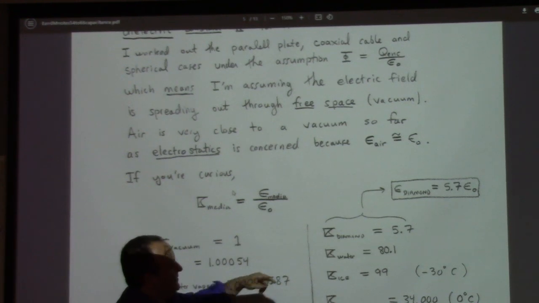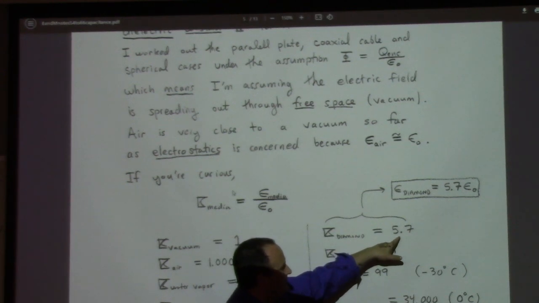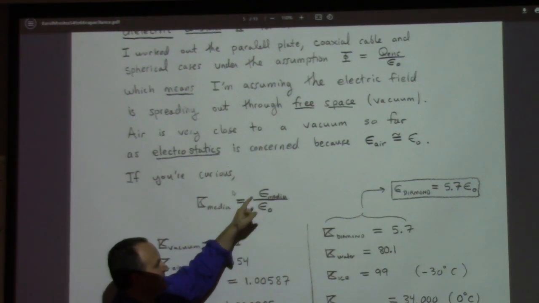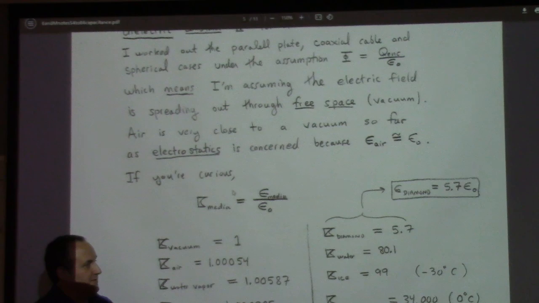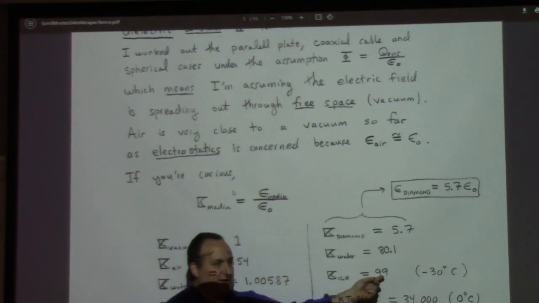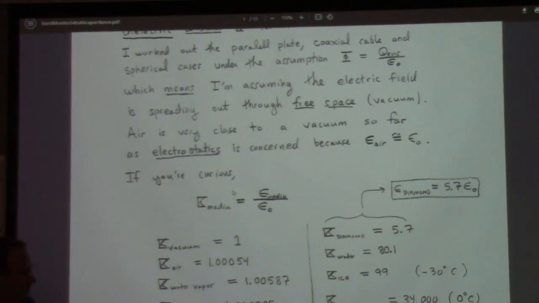But anyway, other materials: diamond has a ratio of the permittivity of diamond to the permittivity of free space of about 5.7. So the permittivity of diamond is way higher than air. The permittivity of water, 80.1. The permittivity of ice, 99. So ice and water are electrically quite different. Well, a little bit different.